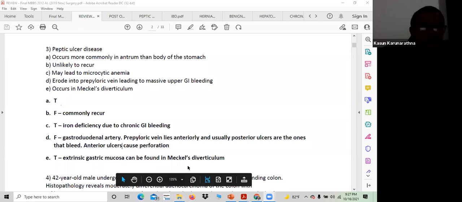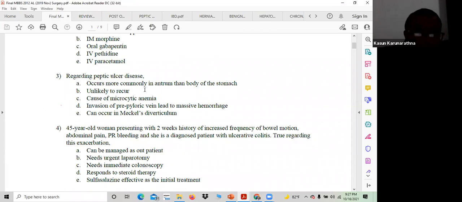All right, okay. Then this peptic ulcer disease most commonly occurs in the antrum and the duodenum. It recurs, it's a cause of microcytic anemia. It invades the gastroduodenal artery, not the prepyloric vein. It lies posterior. Right, and we went through the article.